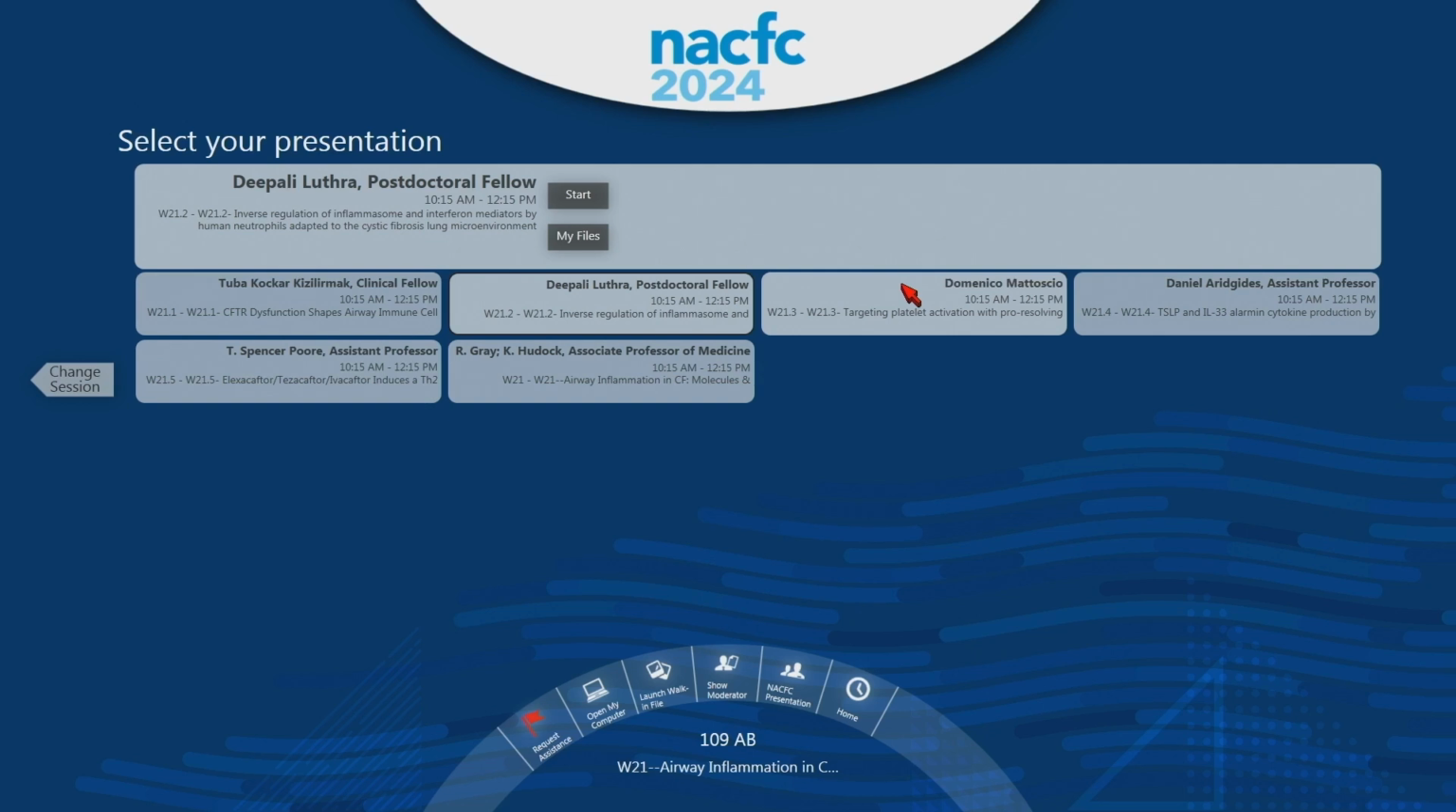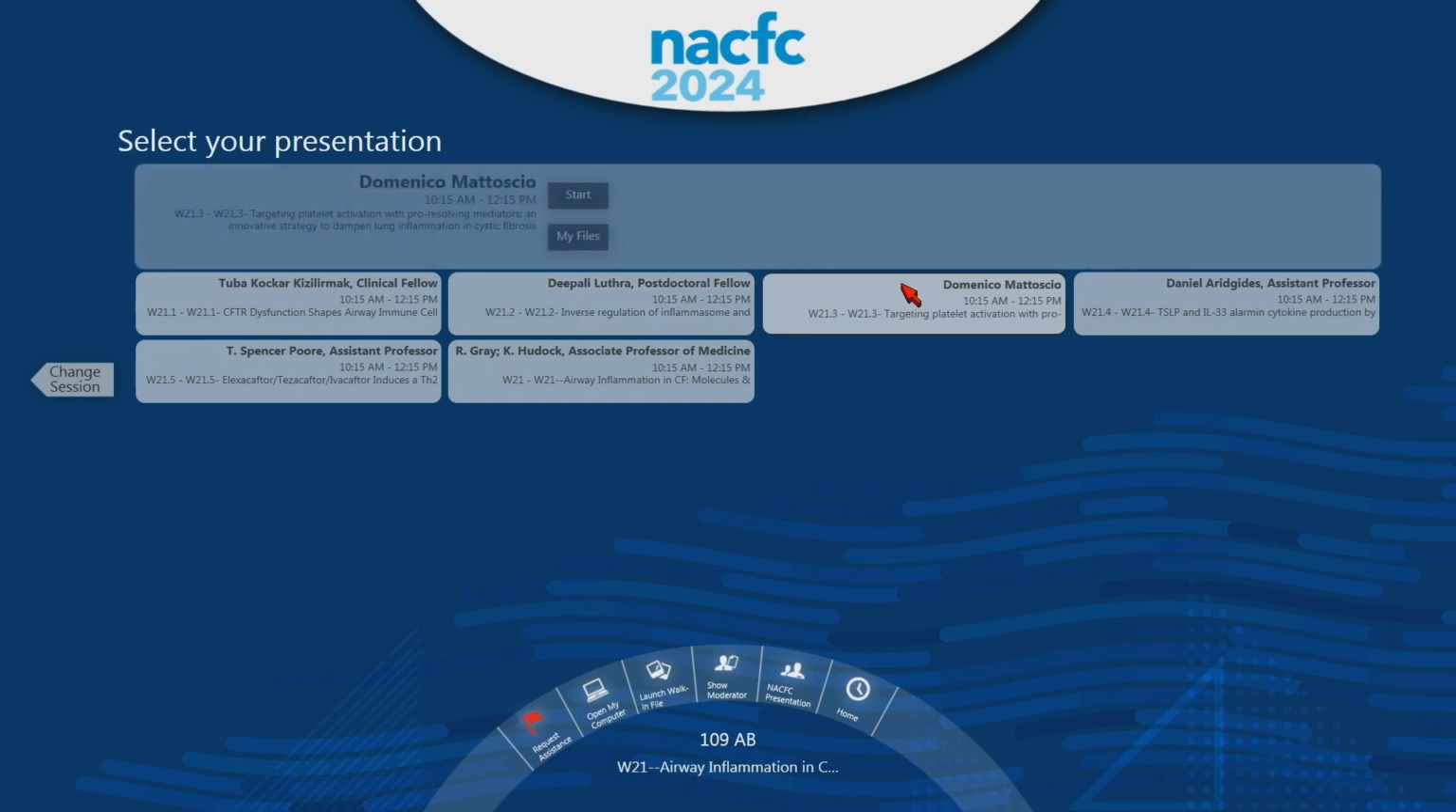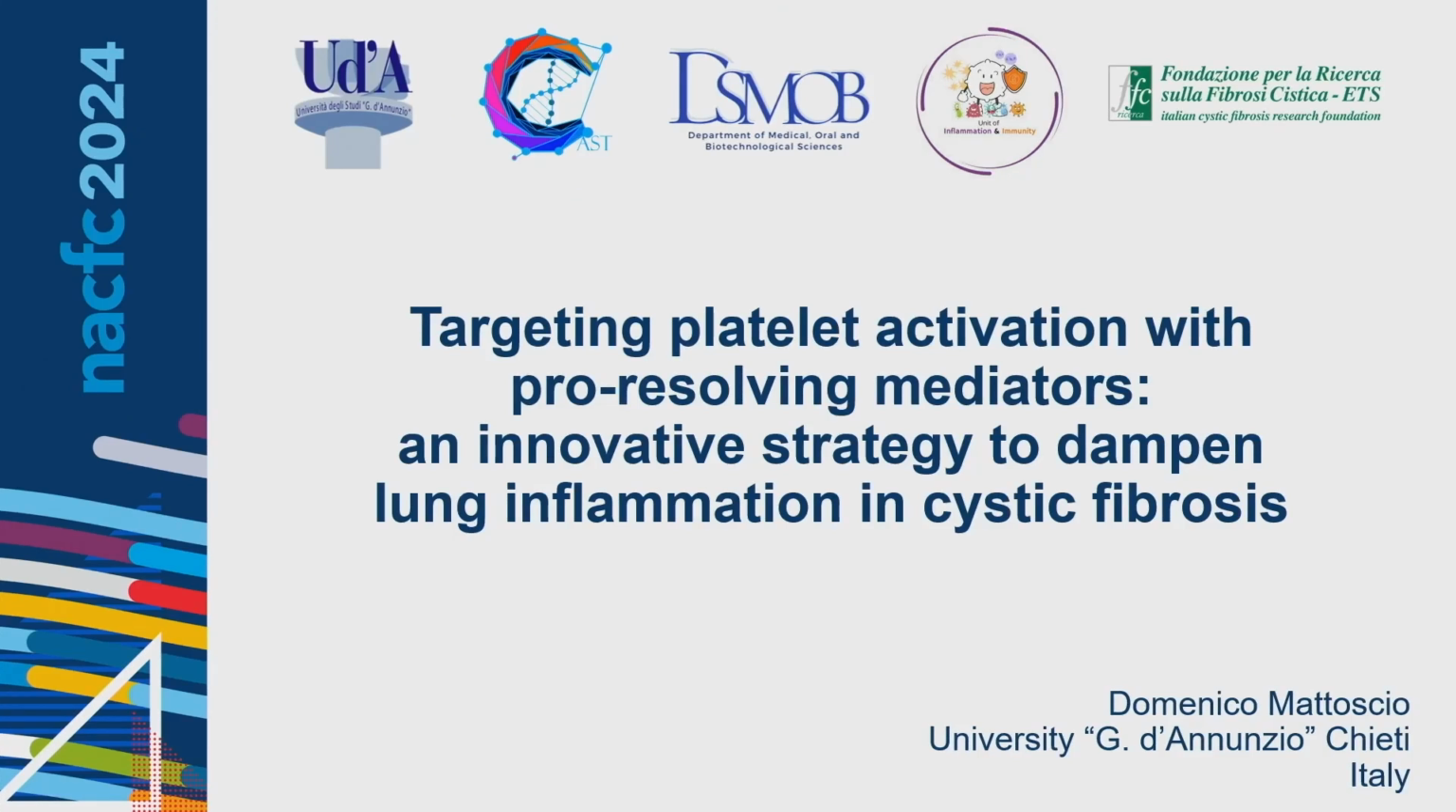Okay, a great interactive session so far. Next we have Domenico Mattoscio, who's an assistant professor from the University of Chieti in Italy. And just a point before you start, that'd be a brilliant place for an invited meeting on inflammation, having looked at where it is on the map. So just to put that out there. He's going to talk to us about targeting platelet activation with pro-resolving mediators, an innovative strategy to dampen lung inflammation in CF. Floor is yours.